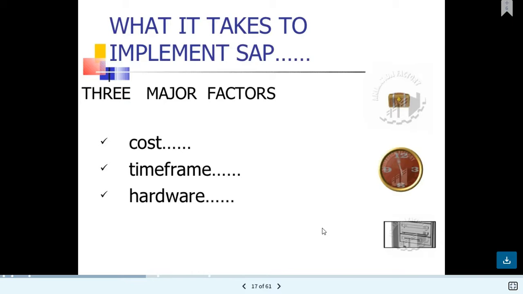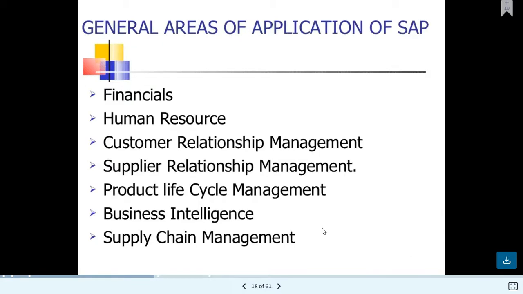There are three major factors. First, and very important, is cost; second is time frame; and third is hardware. In the general areas of application of SAP, it is generally used for financial, human resource, customer relationship management, supplier relationship management, product lifecycle management, business intelligence, and supply chain management, of which the most important is supply chain management.